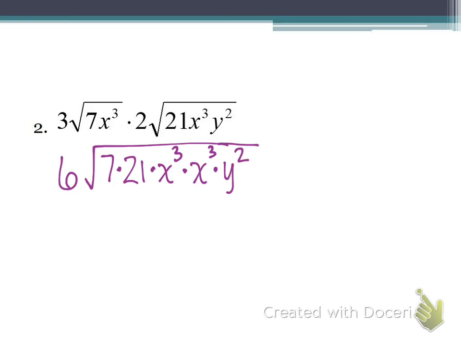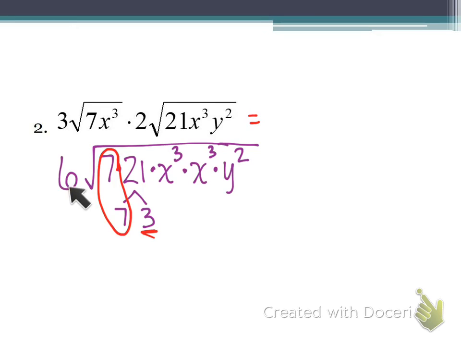So let's deal with the numbers inside first. Will 7 break down? No. Will 21 break down? Into 7 and 3. So do we end up with a pair of anything? Sevens. This 7 up here still counts. So we now have a pair of 7s. What's alone? The 3. So let's start building our answer.